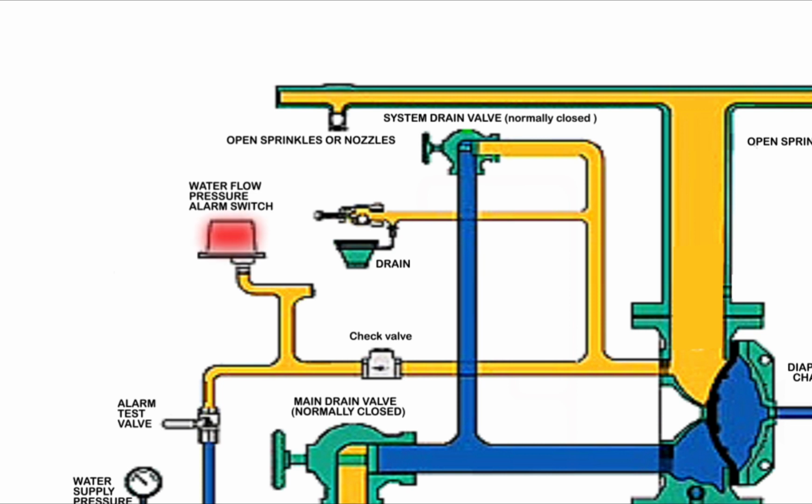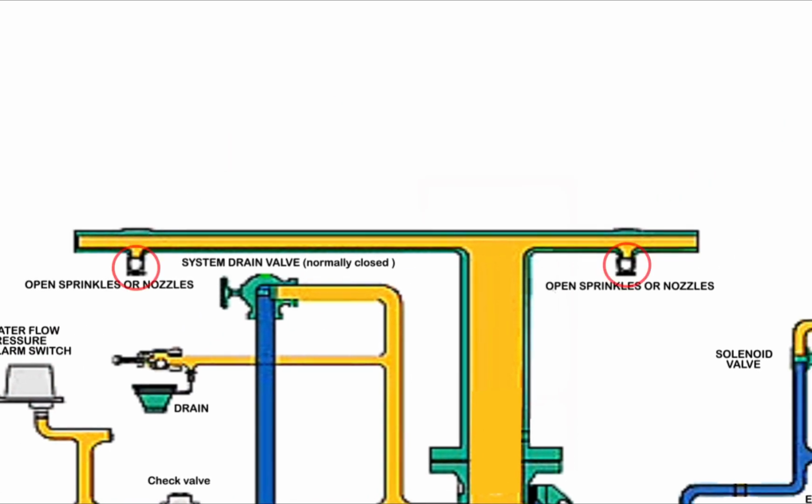Here is the high pressure switch that is present on the outlet of the deluge valve, which gives an alarm signal in case of sensing supply water pressure. This alarm signal serves as an indication for activating the deluge system and may take actions according to the fire and gas system. Here is the outlet of the deluge system that is connected to the sprinklers or nozzles.